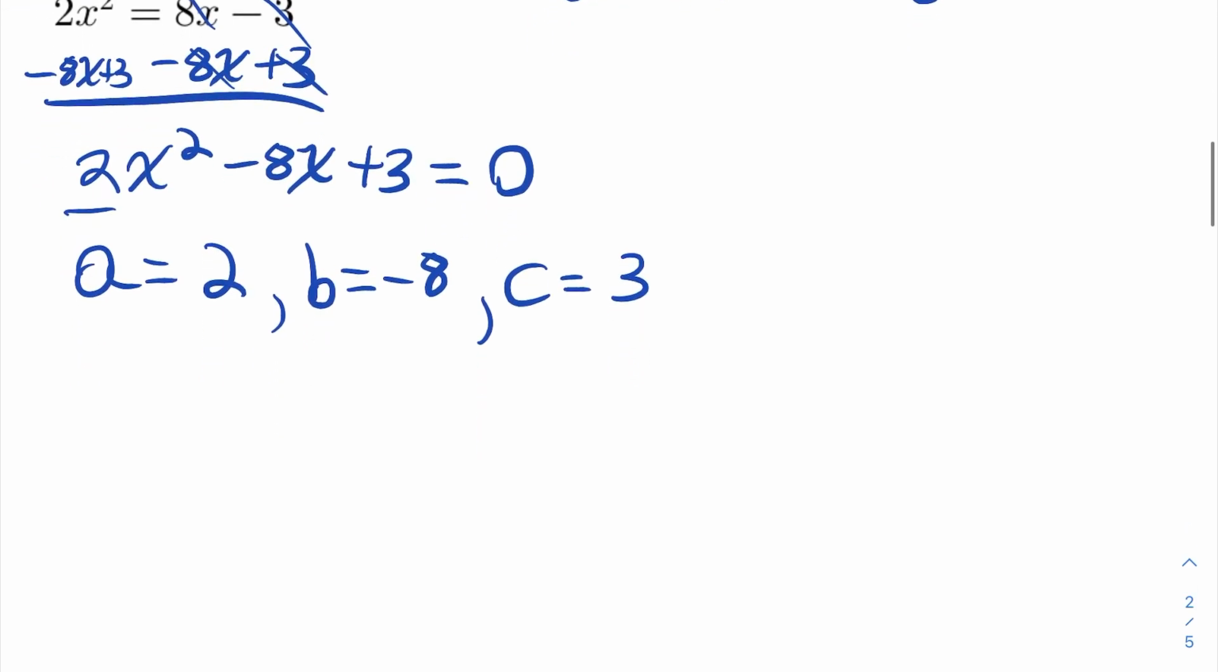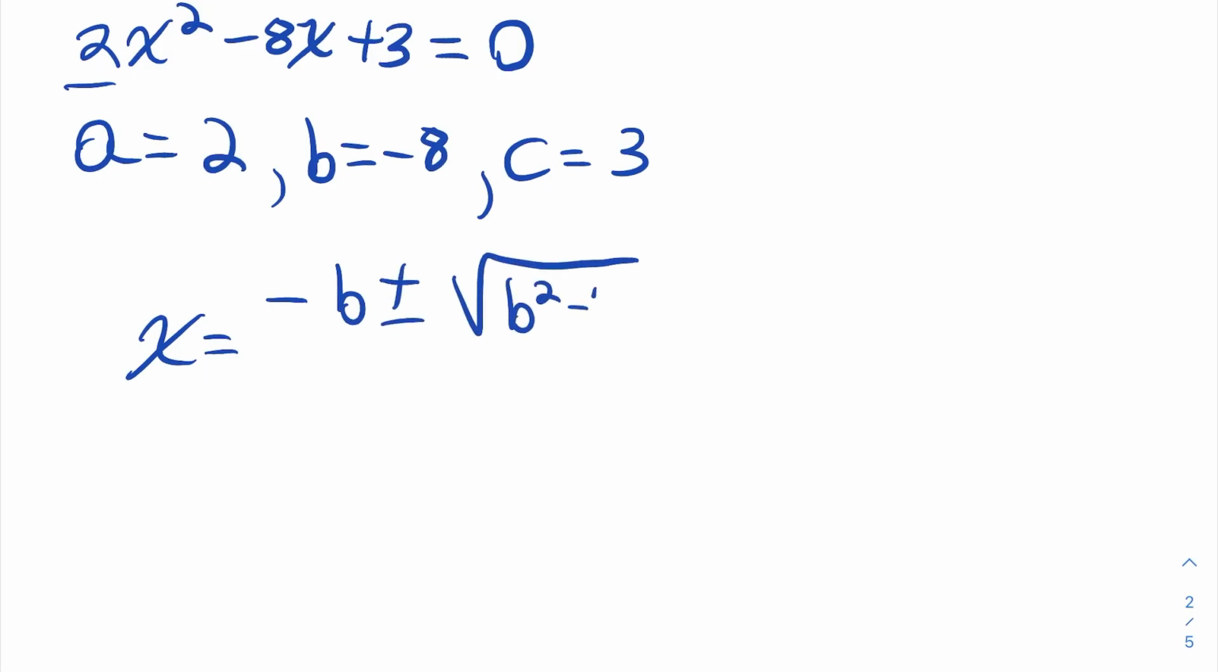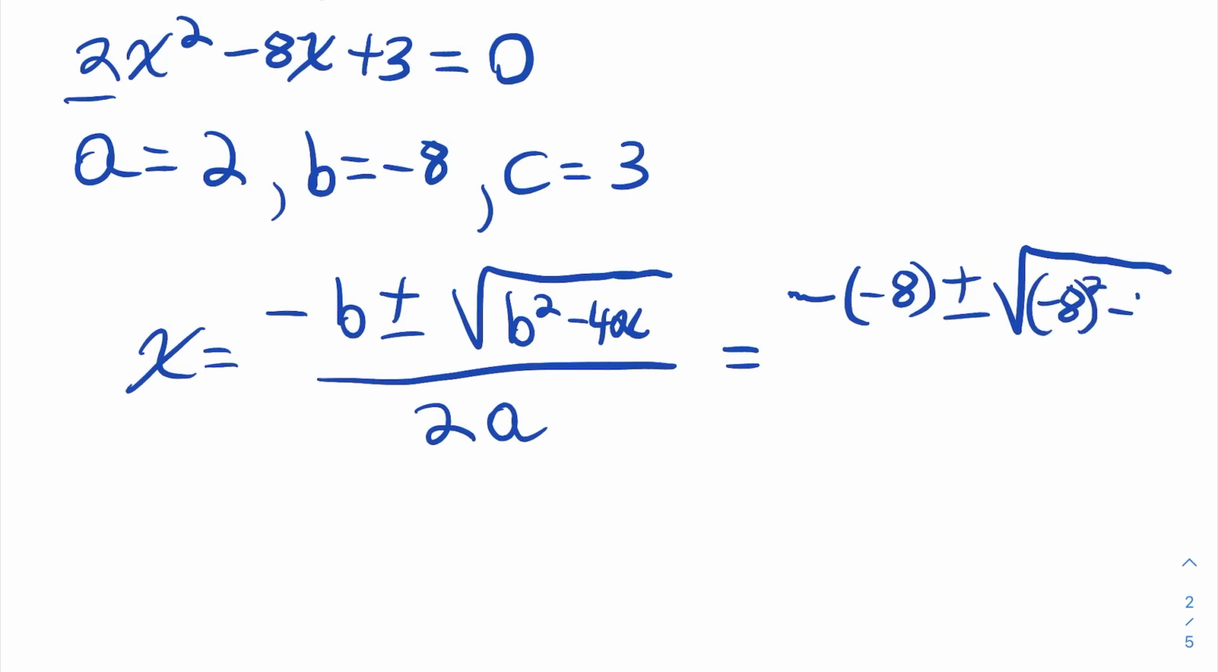Alright, so the quadratic formula says that x is equal to negative b plus or minus the square root of b squared minus 4ac, all divided by 2 times a. And in this case, that would equal negative b, or negative 8, plus or minus the square root of b squared, which is negative 8 squared, minus 4 times a times c. And that's all divided by 2 times a.